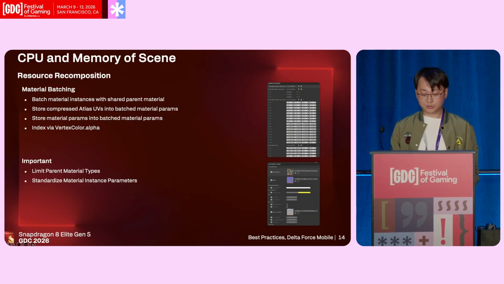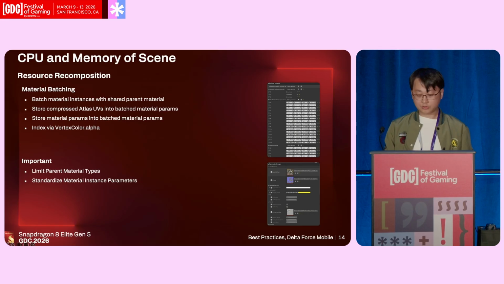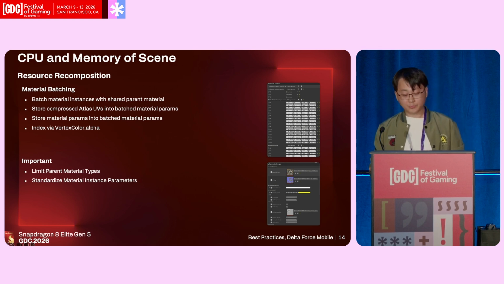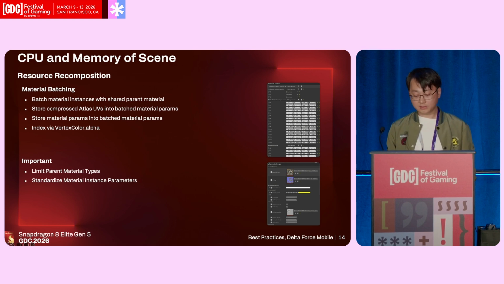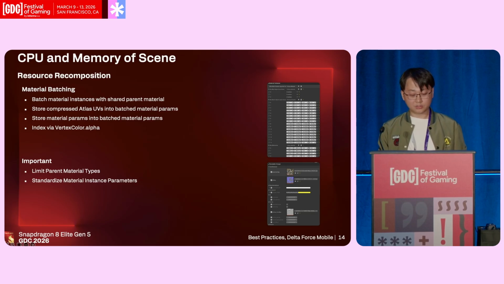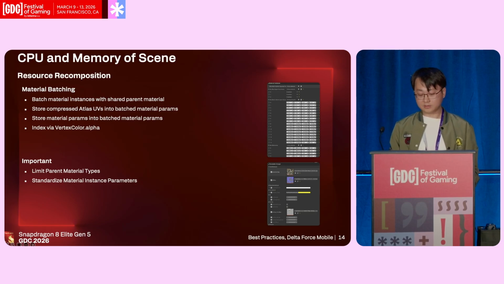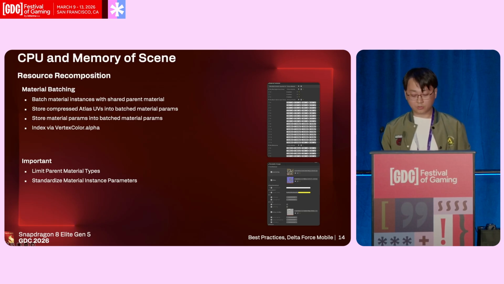Now for materials batching. There are two conditions for materials batching to take effect. Texture must be identical, and material parameters must also match. To improve batching effectiveness, we implement some parameter merging for materials, storing them in the batch material parameters list. We also impose some constraints on how artists use these materials. For example, limit the overall variety of material types and set standards on how certain material parameters are used.